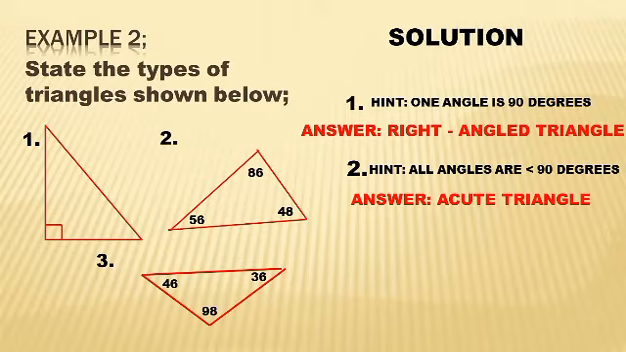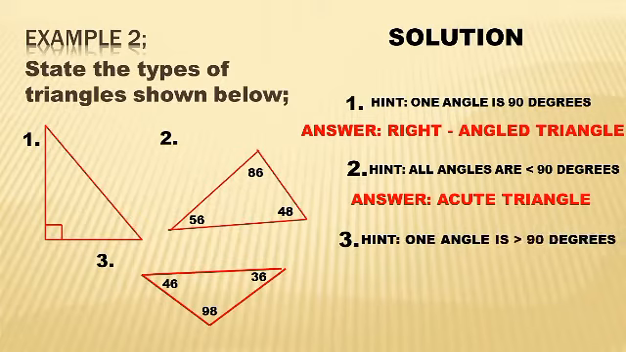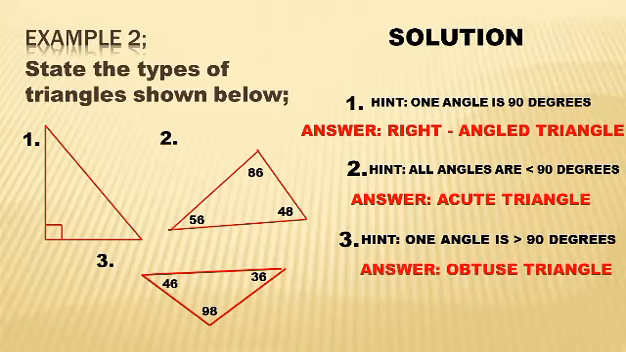And the last, we have one angle greater than 90 degrees. Number 3, anytime you have a triangle that has one angle that is greater than 90 degrees, it means that triangle is an obtuse triangle. This is because every obtuse triangle contains one angle that is greater than 90 degrees but less than 180 degrees.